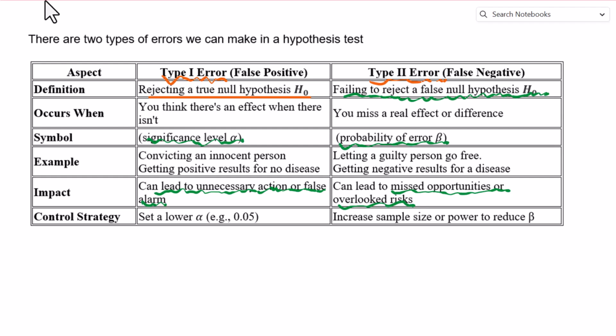How to control type 1 error? Try to set a lower alpha. How to control type 2 error? Increase sample size or power.